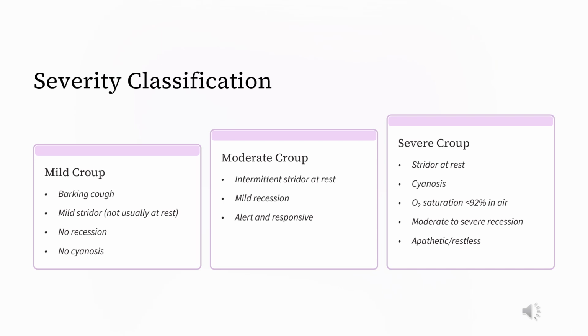So, in mild croup, there will be a barking cough and a mild stridor. But in severe croup, there will be stridor at rest, cyanosis, recessions, and low oxygen saturation along with an apathetic or a listless child.